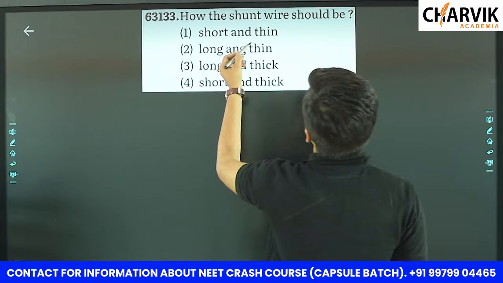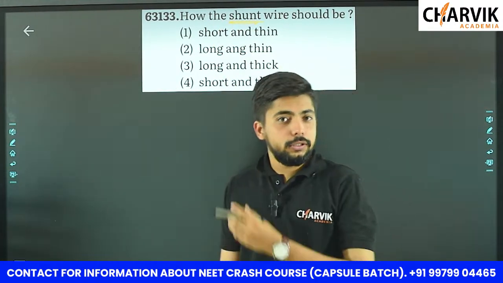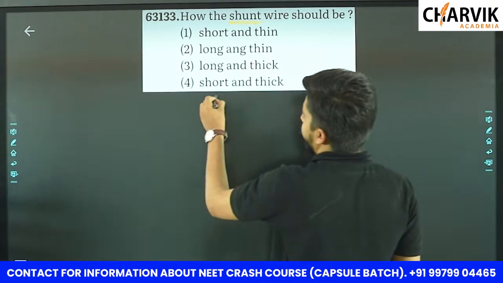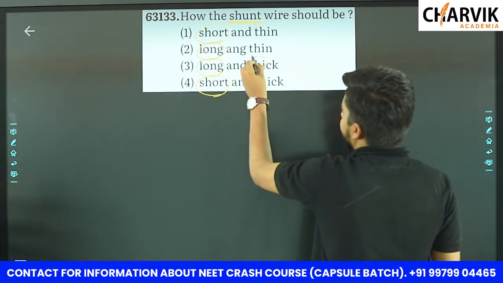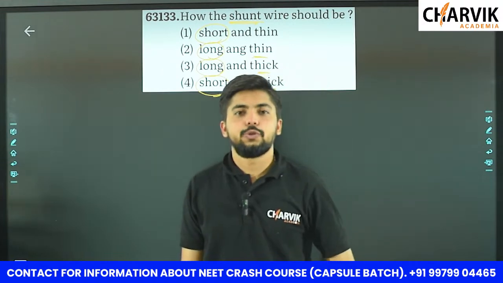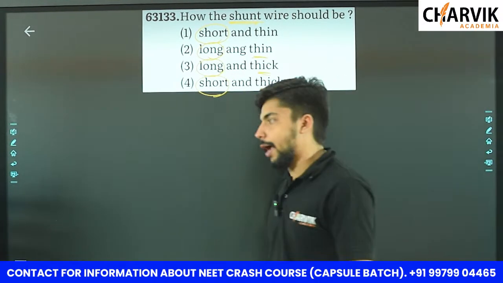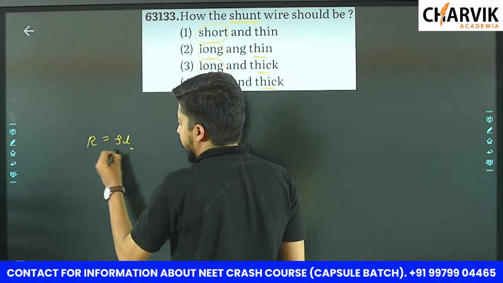How should the shunt wire be? The shunt wire should be of low resistance, because you need to find the relation of length and thin and thick, which means they are asking you the relation of the area. So you need to know how the resistance is connected with the length and the area. We have a formula of the resistance: R is equal to rho L divided by A.